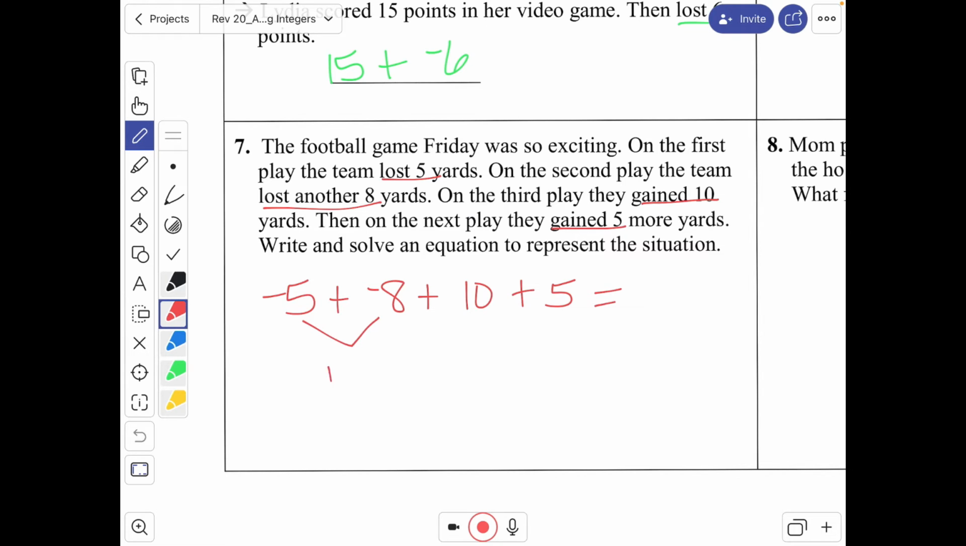So negative 5 and negative 8 make, 5 plus 8 is 13. They're both negative. And let's add the positive numbers. 10 plus 5 makes 15. So I put all the ones that were positive together, and I put all the ones that are negative together. Now I need to combine that. So negative 13 plus positive 15. You need to subtract because they have different signs. And you get 2. The higher number was positive, so my answer is positive. It's just positive 2.